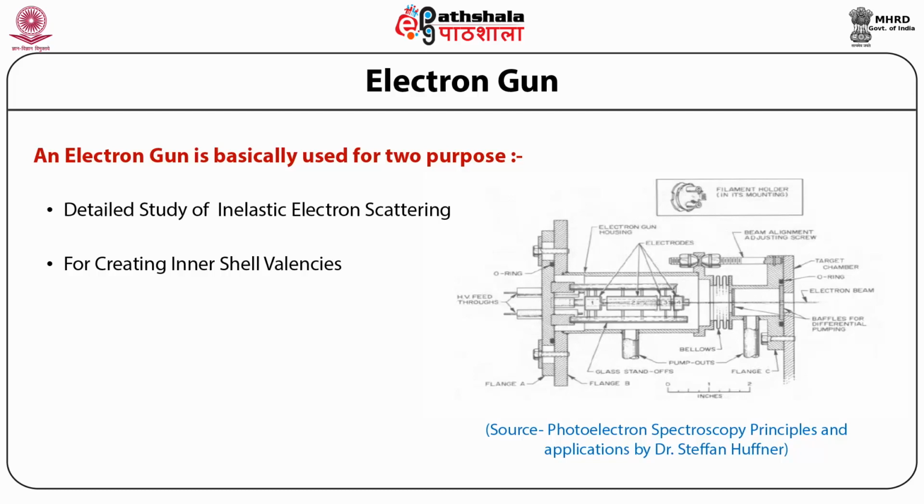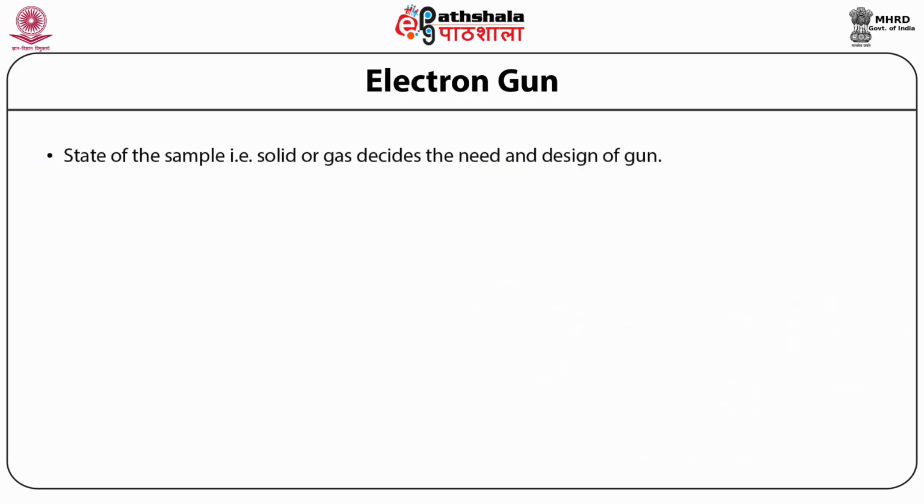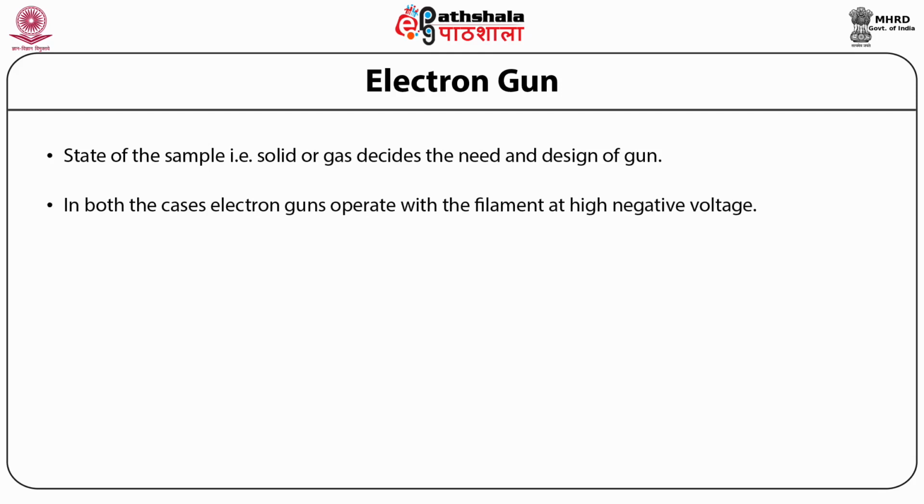Also, a good portion of substances that are of any experimental interest are actually decomposed by heavy electron bombardment, such as that coming from an electron gun. A sample image of the electron gun is shown in the slide. The physical state of the sample, that is solid or gas, decides the need and design of the gun. In both cases, electron guns operate with the filament at high negative potential.